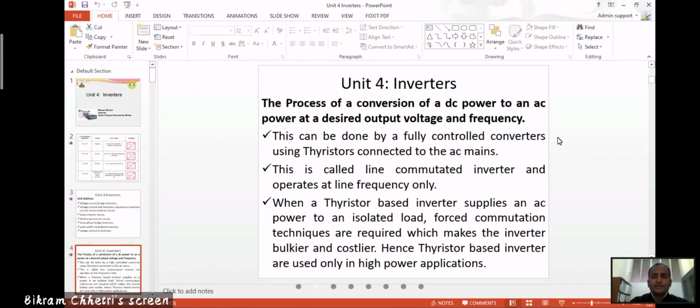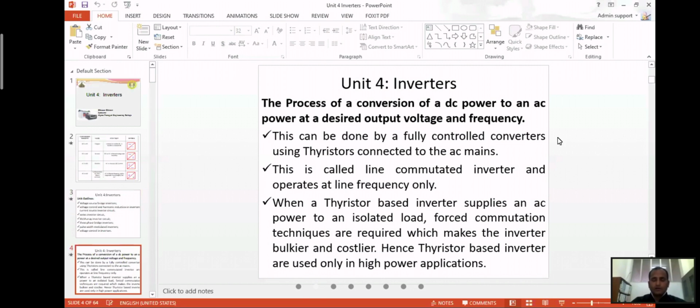Now, what does line commutated inverter mean? The controlling mechanism is possible when it is directly connected to the grid or a line, and the power can be controlled at the output of the inverter. It means the controlling mechanisms come from the grid or from the line. The line commutated inverter operates at the line frequency only, so the control is based on line commutation.